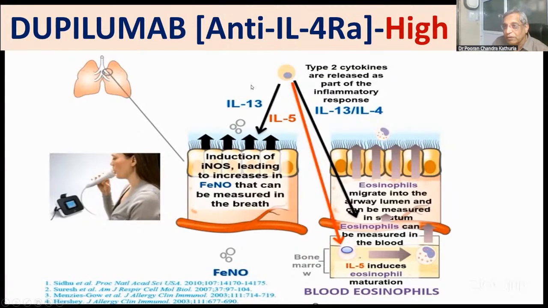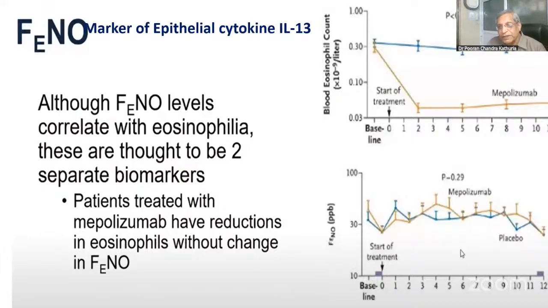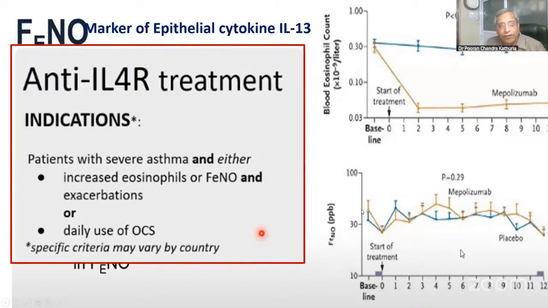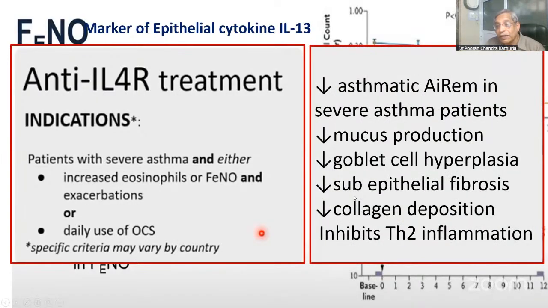The marker to decide whether our patients need dupilumab is IL-4 receptor alpha, high FeNO. In the studies done, they found that if you give mepolizumab, IL-5 reduction was there and eosinophil reduction was there, but there was no reduction in the FeNO. We need treatment of IL-4R, and recently work is going on whether dupilumab is going to reduce the rebound.